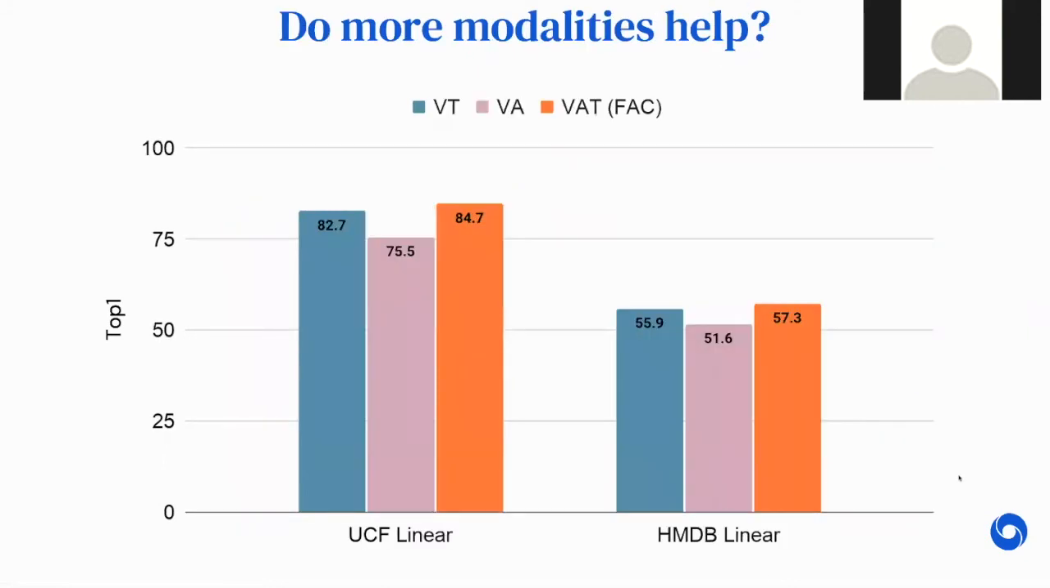Another important question that we had in the paper was, do more modalities help? And we observed in this ablation on the UCF and HMDB linear evaluation, trained only on the output data, that it was indeed the case: learning from video, audio, and text does improve over only training from video and text or only from video and audio in both benchmarks. So that's also in line with our intuition from the beginning.